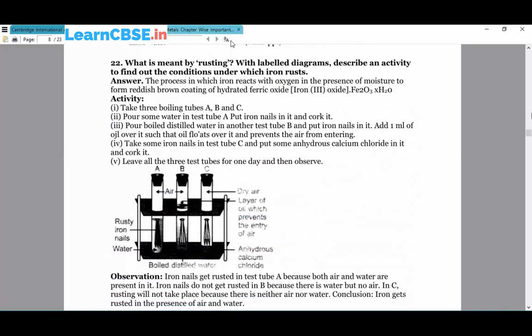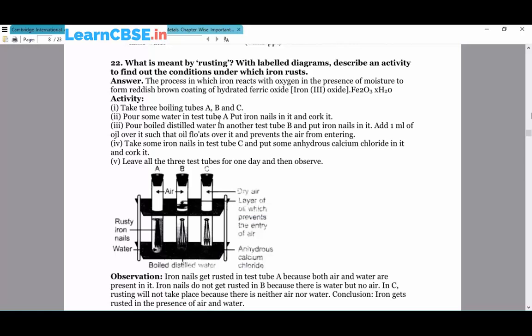What is meant by rusting? With labeled diagrams, describe an activity to find out the conditions under which iron rusts. Rusting is the process in which iron reacts with the oxygen in the presence of the moisture to form the reddish brown coating of hydrated ferric oxide, that is iron 3 oxide, Fe2O3.xH2O.